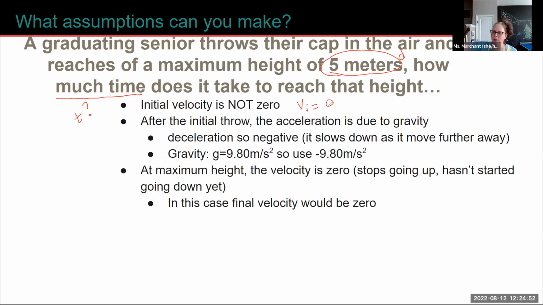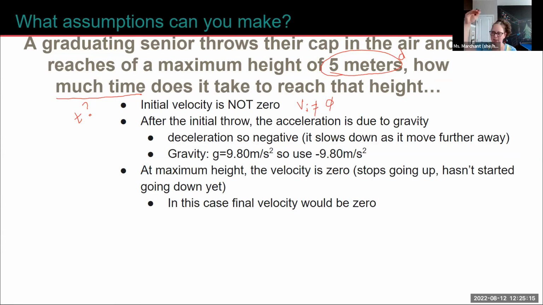Why not? Because we threw it up in the air, so we gave it an initial velocity. So it is not 0. After I released it, I'm not in charge of that anymore. I'm not accelerating it. Who is accelerating that cap? Gravity is. On the way up, gravity is pulling it down and decelerating it.